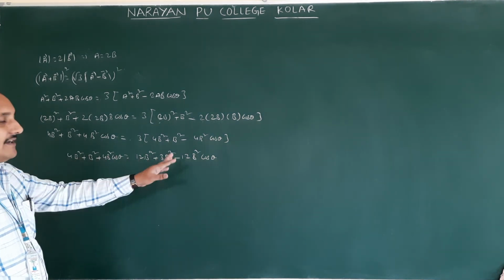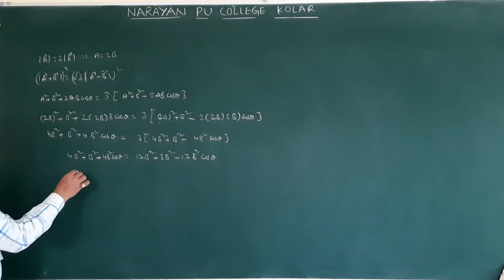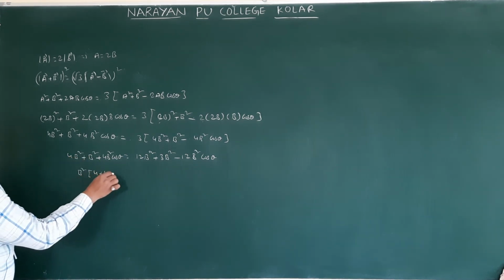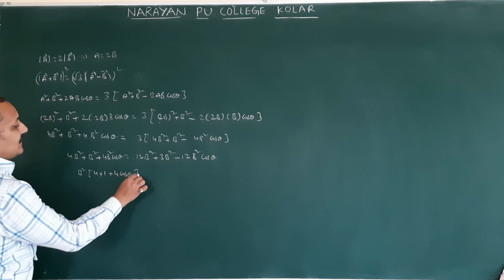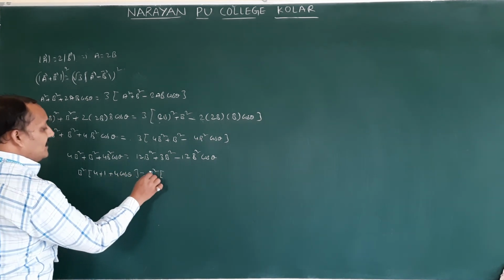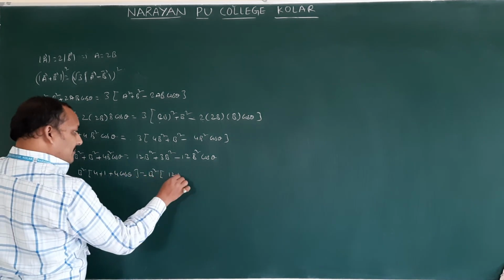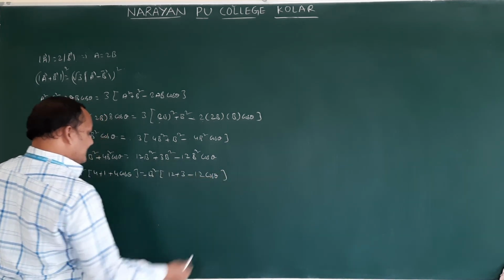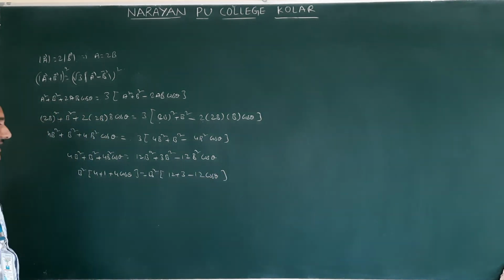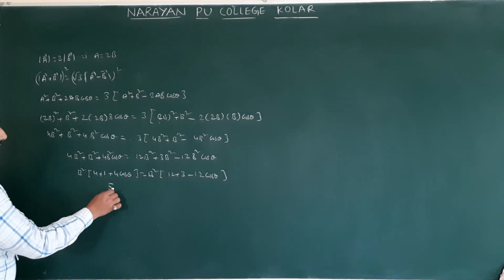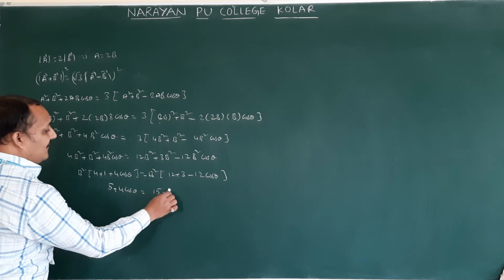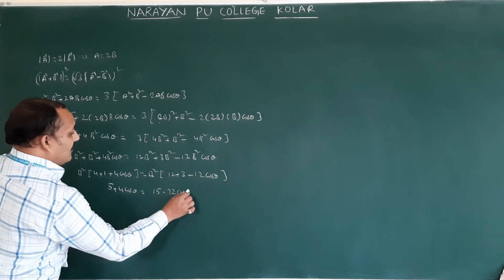Otherwise, B square you can take common. If you take B square common, it means 4 plus 1 plus 4 cos theta is equal to, B square common, 12 plus 3 minus 12 cos theta. B square will be cancelled. 4 plus 1, 5 plus 4 cos theta is equal to 15 minus 12 cos theta.